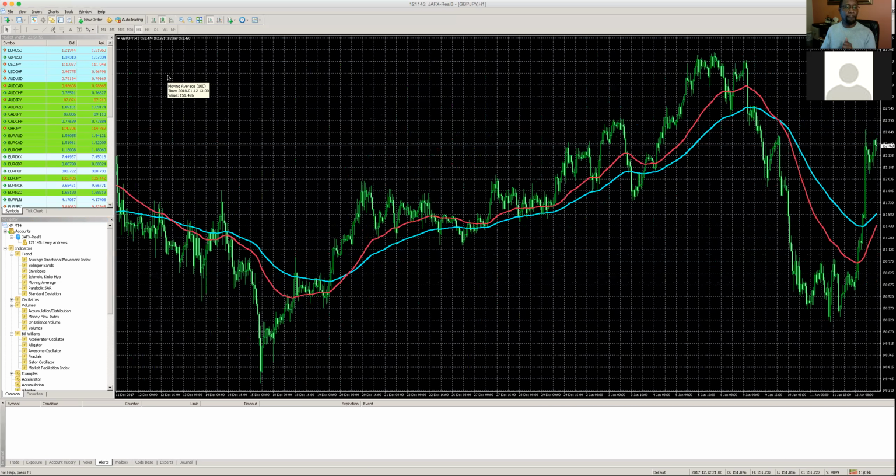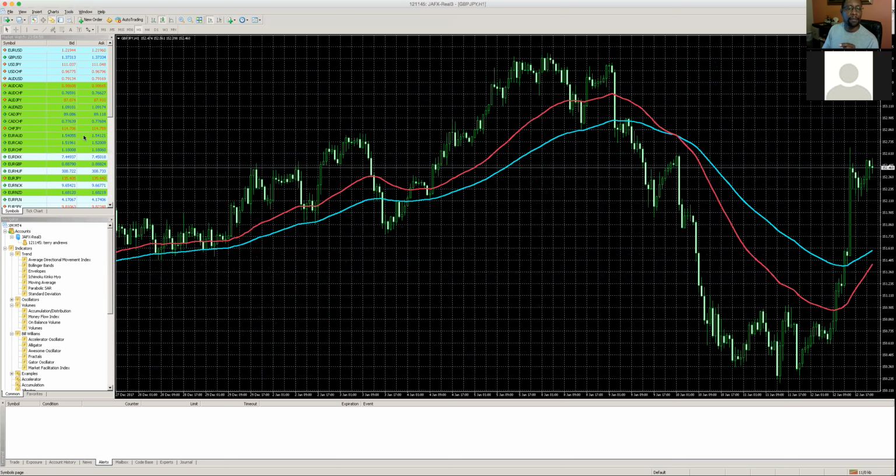Oh, let me tell you this right here. You want to make sure you're set up on the hour chart, not the 4 hour, not the 1 day, not the 30 minutes. This is set up on the hour chart. Okay, so I'm going to zoom in. I'm going to click zoom in, zoom in, zoom in, zoom in.